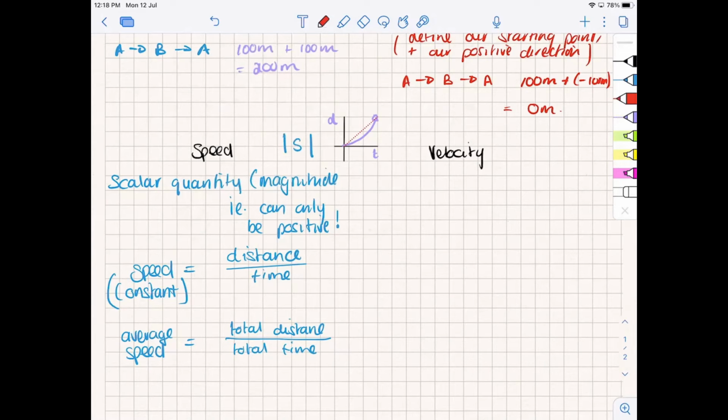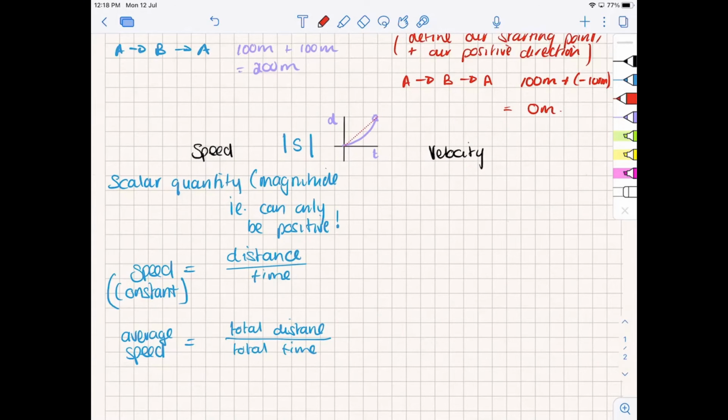Right, let's jump across the fence now and let's look at velocity. So what is velocity going to be, Troya? Is velocity a scalar quantity or is it a vector quantity? Isn't it a vector quantity?